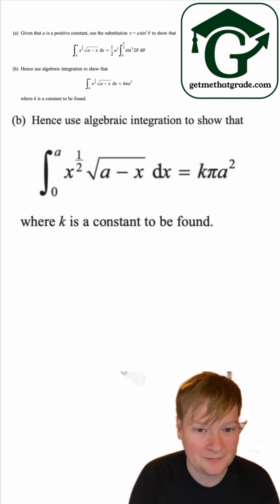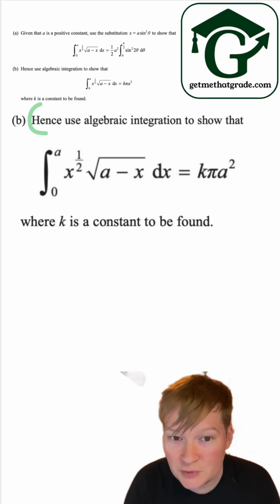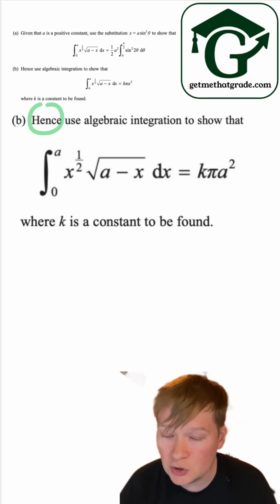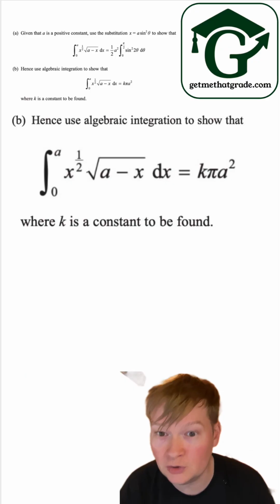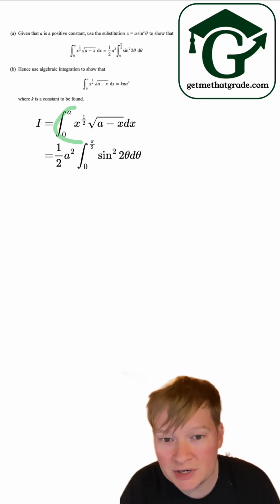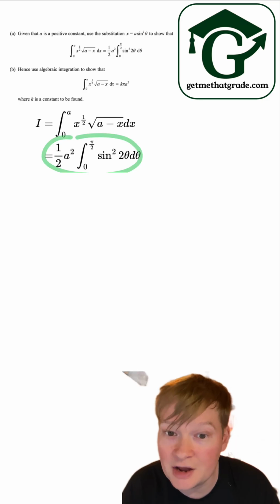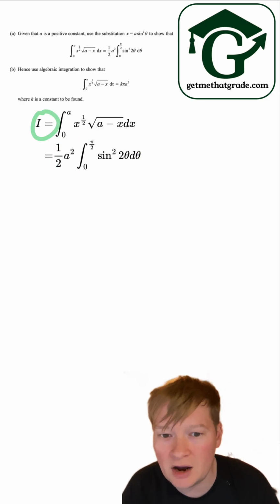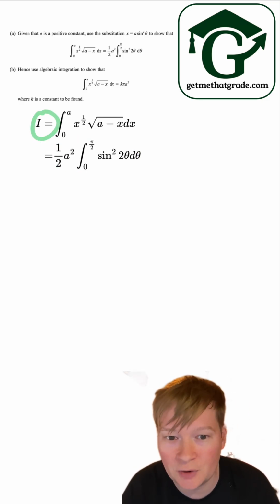On to part B. Part B starts with the word hence. That means you can use what you've just done to help you to make progress with this. So what have we just done? Well, we've just worked out that this integral can be written in another way. I've called that integral I, just so it's easier to write later on.